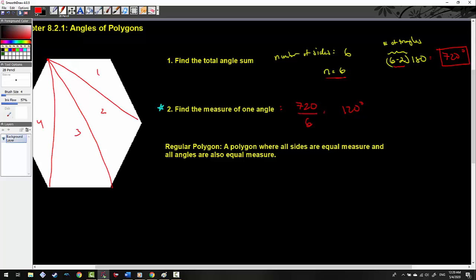So to find the measure of one angle in a regular polygon, let's go ahead and get this formula down here. Finding the measure of a single angle in a regular polygon. Well, that's going to be n minus 2 times 180 over n.